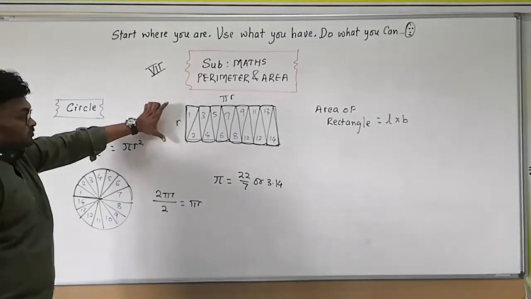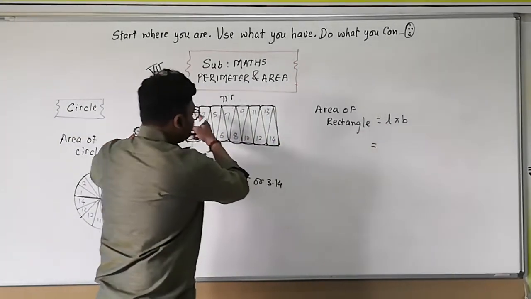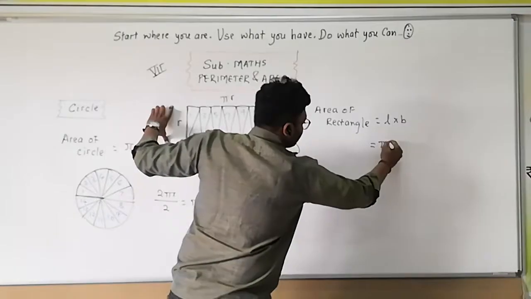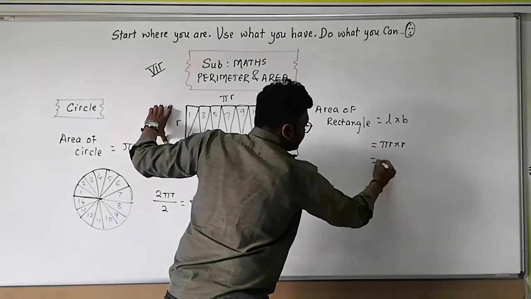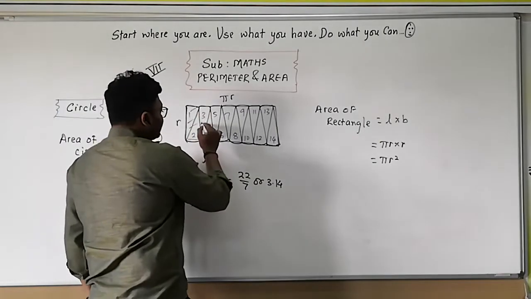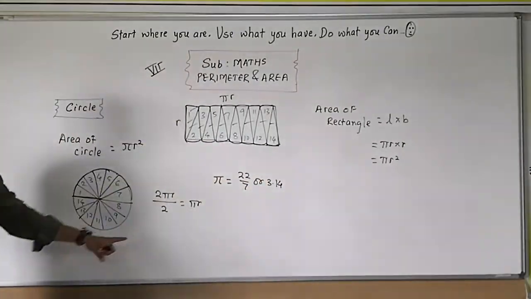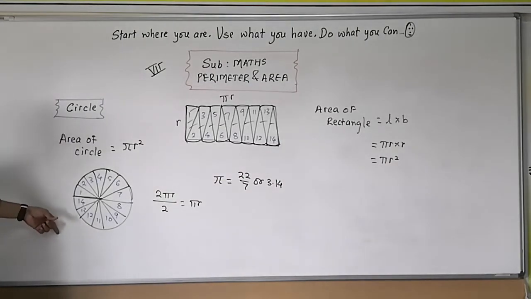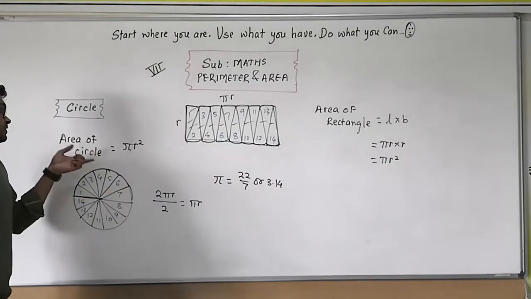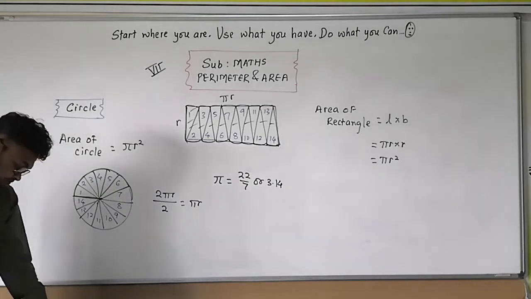Now length into breadth. What is its breadth? r. And what is its length? pi r. So pi r into r is pi r square. That is the area of this rectangle. But this rectangle is nothing but our original circle. That's why the area of a circle is given as pi r square. Understood the concept? Right.